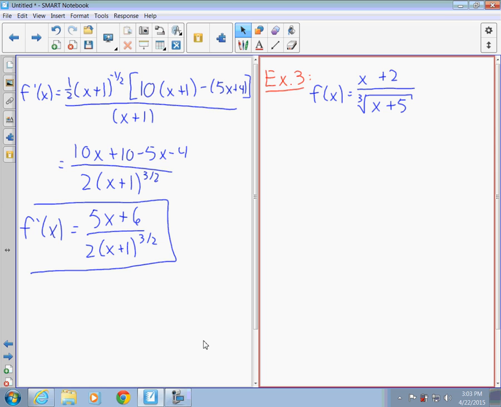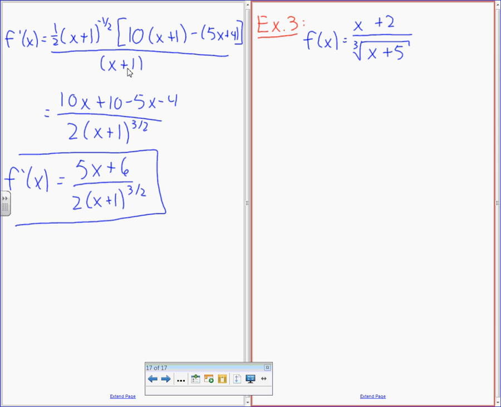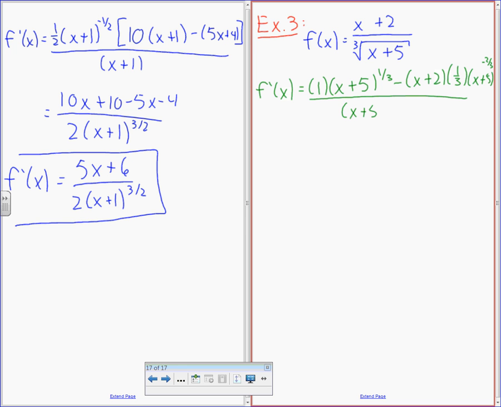This at the speed of sound here, if you don't mind. So f prime of x is equal to 1 bracket x plus 5 to the 1/3, minus x plus 2 times 1/3 x plus 5 to the negative 2/3, all over x plus 5 to the 2/3.